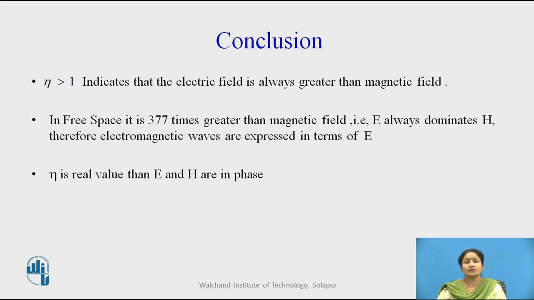From this, we conclude that when eta is greater than 1, this indicates that the electric field is always greater than the magnetic field. In free space, it is always 377 times greater than the magnetic field. That's why E is always dominating over H. Therefore, the electromagnetic wave equations are always expressed in terms of E, that is the electric field. Now, if eta is a real value, then E and H are in phase.